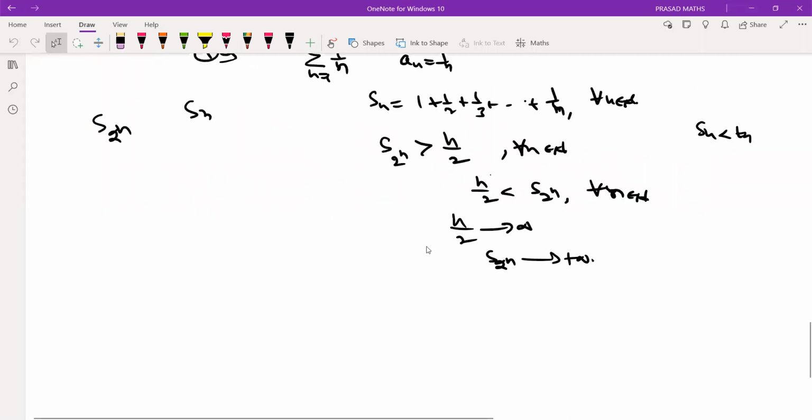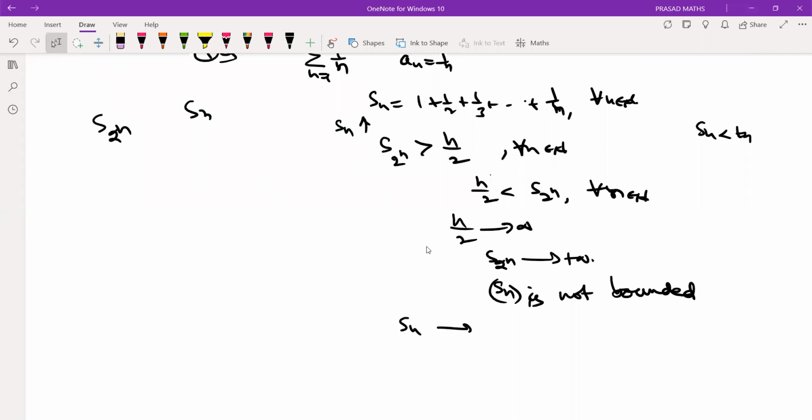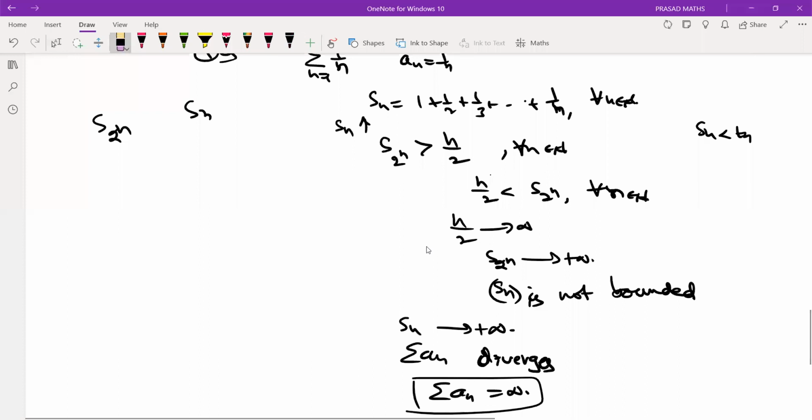Because if some subsequence is unbounded, what does that mean? Your original sequence is unbounded, not bounded above. Therefore, it diverges to plus infinity. Of course, why? Because it's a monotone increasing sequence. So clearly S_n is a monotone increasing sequence, not bounded above. Therefore, it diverges to plus infinity. Therefore, your series diverges. What is the value? The value is plus infinity.